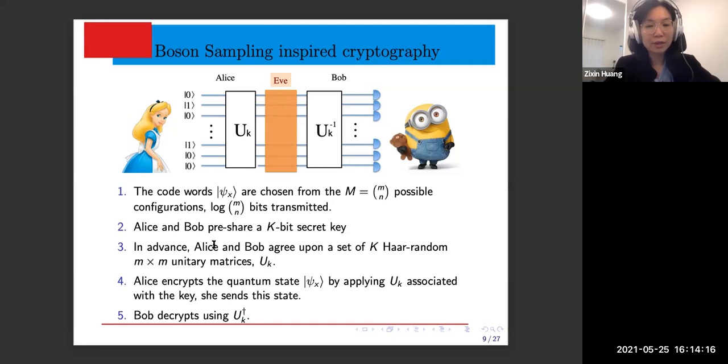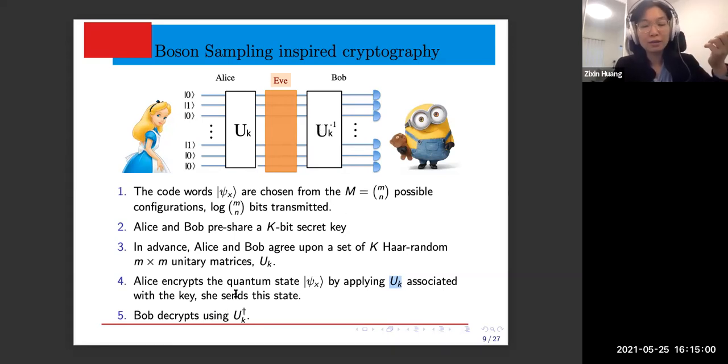In advance, but not necessarily in secret, Alice and Bob agree upon a set of K random M by M unitary matrices. So if you share a particular key of little k bits, then this will correspond to the particular unitary U_k. Now Alice encrypts the quantum state by applying the particular unitary associated with the secret key, and she sends this over to Bob.